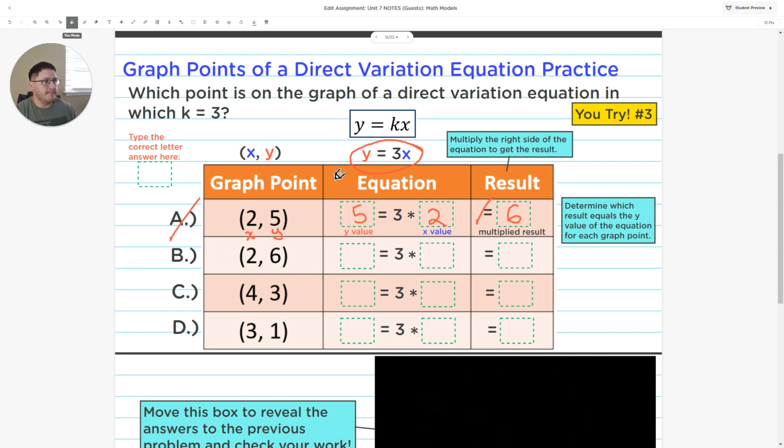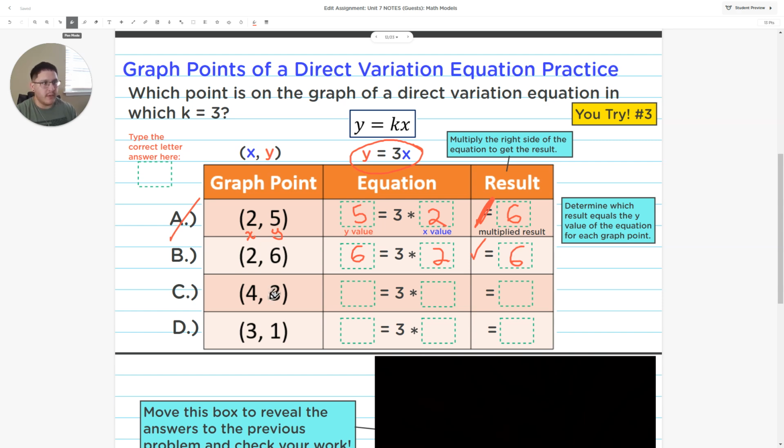Letter B. 6 is the y value. 2 is the x value. 6 equals 3 times 2. 3 times 2 is 6. That's good. So far, that may be the answer.